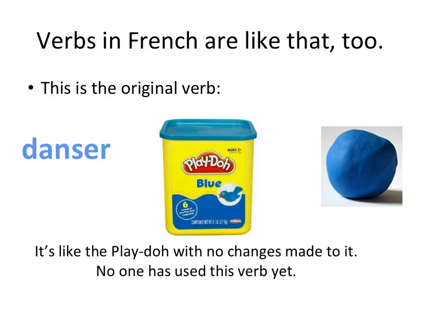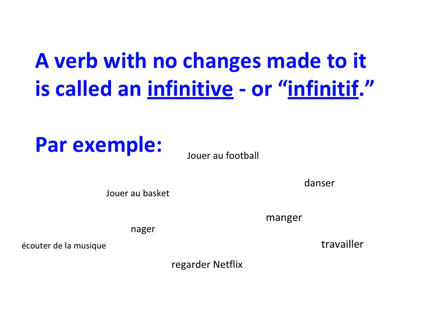So, verbs in French are kind of like that too. If we think about a verb like danser, that's the original verb. It's kind of like a can of Play-Doh. No changes have been made to that. Nobody's used it yet. A verb with no changes made to it has an official grammar word. It's called an infinitive en anglais or infinitif en français.